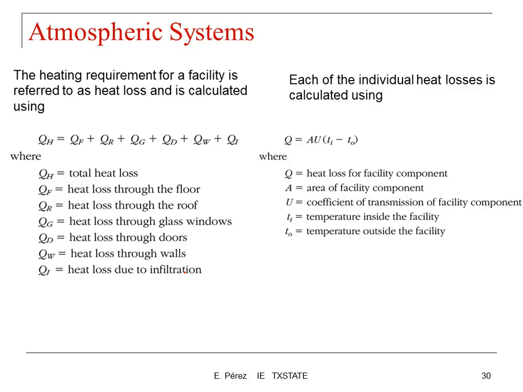So we're going to have the total heat loss through the floor, heat loss through the roof, heat loss through the glass windows, through the doors, walls, and due to infiltration. So each one of them can be calculated using this expression. So essentially what you have is the area of the facility component. So if you're dealing with the roof, we need to know the area of the roof. If you're dealing with the windows, we need to know the area of the windows and how many windows we're going to have, and so on.